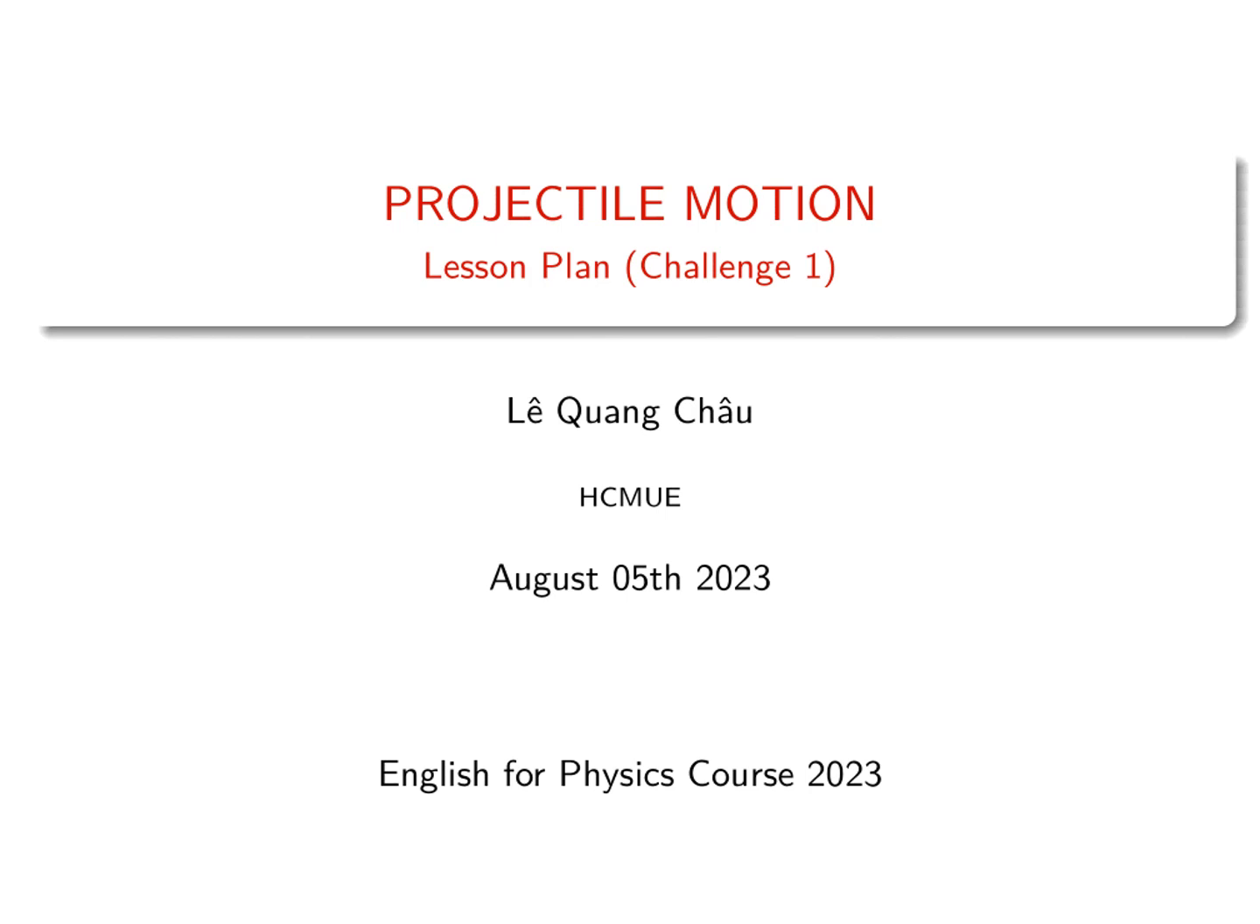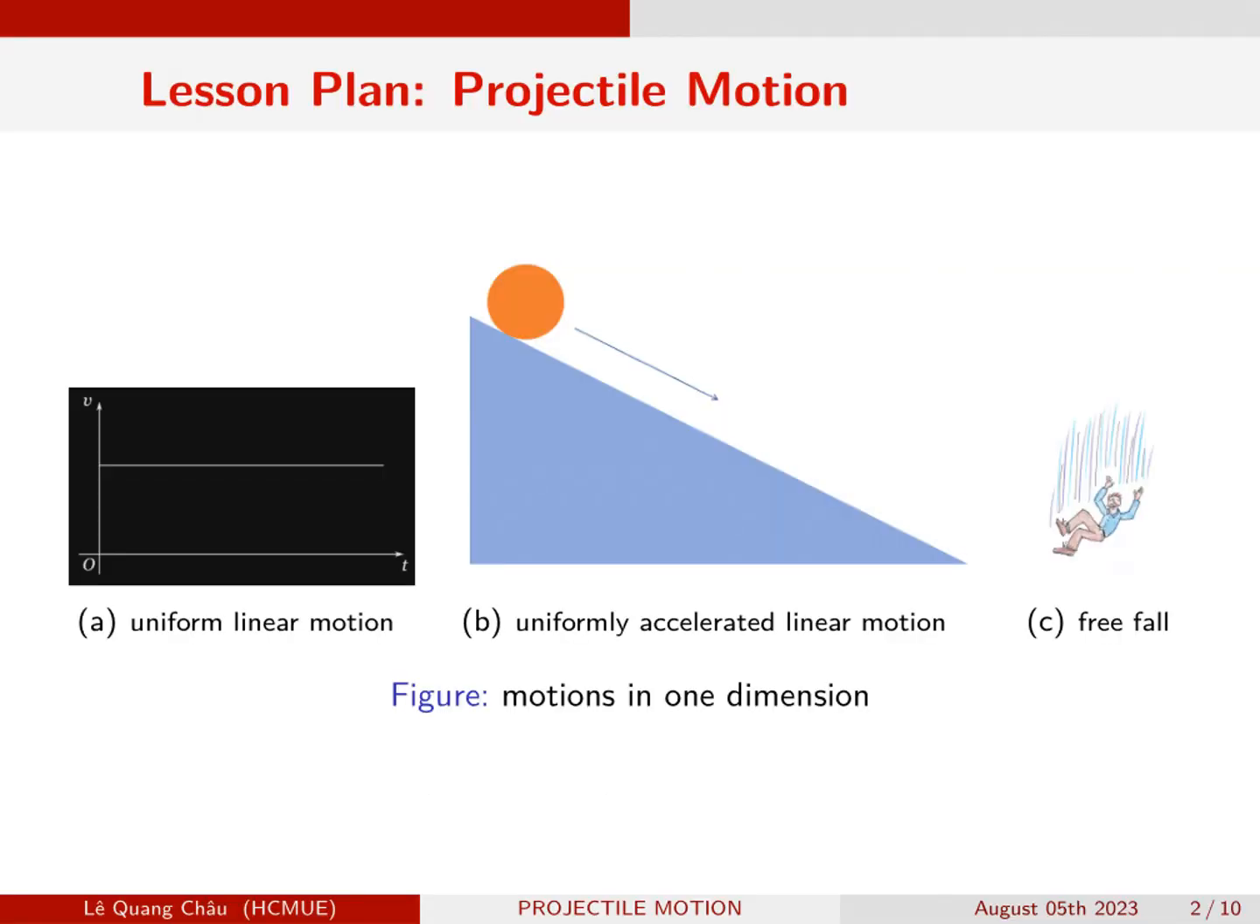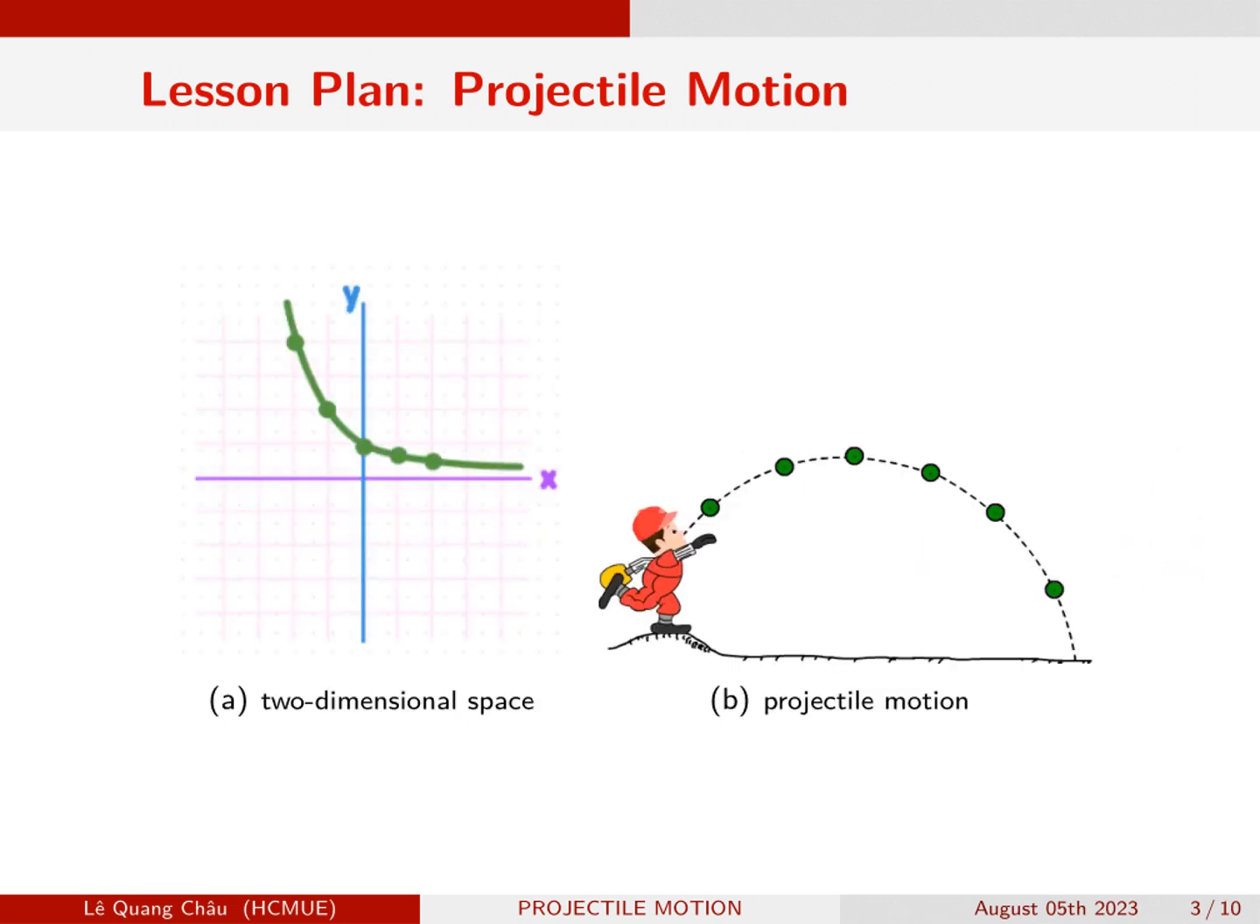Now, ready to explore the fascinating world of projectile motion. In our previous lessons, we have explored motions in one dimension, including uniform linear motion, uniformly accelerated linear motion, and free fall. Today's lesson will focus on motion in two dimensions, specifically projectile motion. This involves the motion of an object in a two-dimensional space under the influence of only gravity.